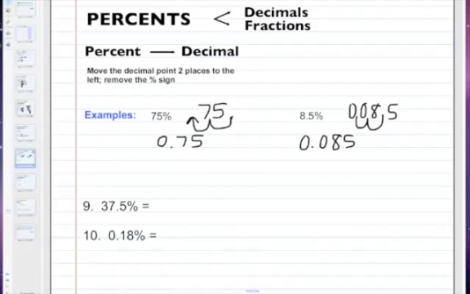Now I want you to try problems 9 and 10 in your notebook, change those percents to decimals, and press play when you're ready to check your work.